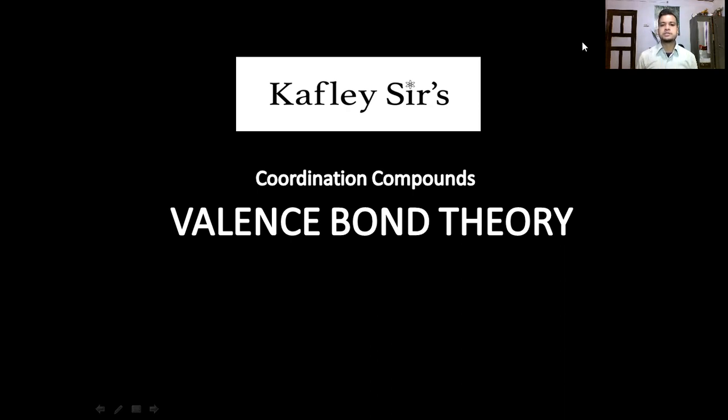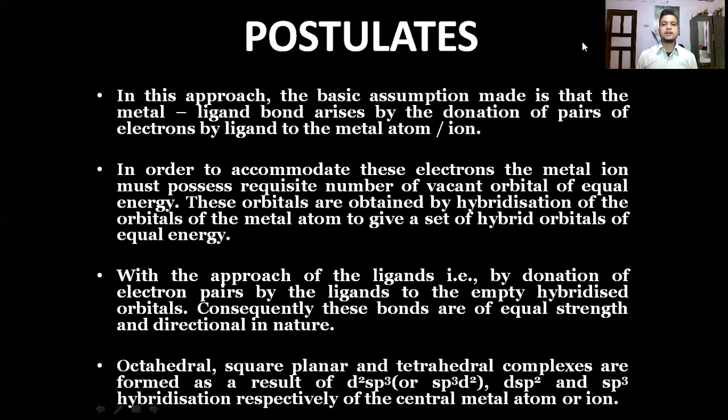So first, let us try to see what is valence bond theory and what are its postulates. So coming to the postulates of valence bond theory. In this approach, the basic assumption made is that the metal ligand bond arises from the donation of electron pair by the ligand to the metal atom. So remember that in this approach, there is a donation of electron pair from the ligand towards the metal atom or ion.